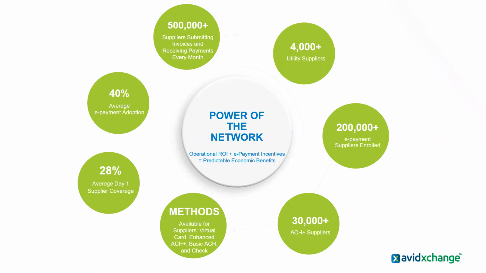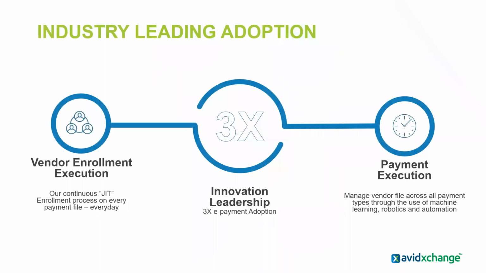We have over 400 people that will onboard your vendors if they're not a part of our network. So the larger the network, the larger the confidence, the larger the stability, the quicker your vendors are going to get paid. And this is really what we're talking about here. When we talk about vendor enrollment and we talk about leadership, 3X, the e-payment adoption, I want to explain to you why that's super important to you.